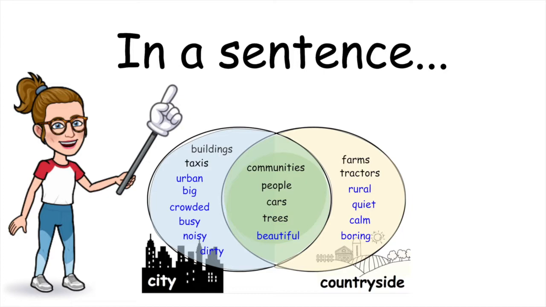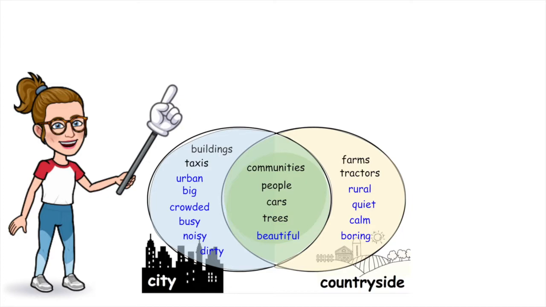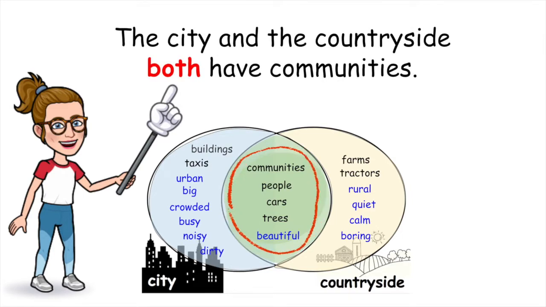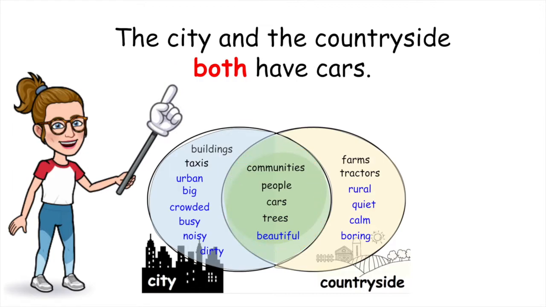All right, now let's take these words and try to put them in a sentence. So again, we are comparing and contrasting the city and the countryside. So let's start with the green part, so how they are the same. The city and the countryside both have communities. So when we're talking about the same, we'll use the word both. The city and the countryside both have cars. The city and the countryside both have trees.